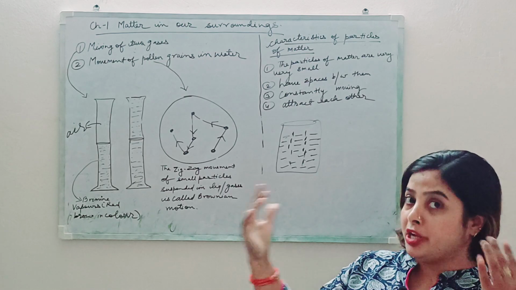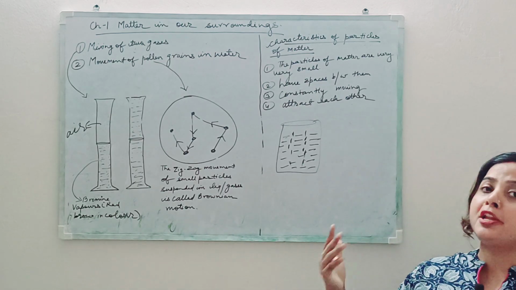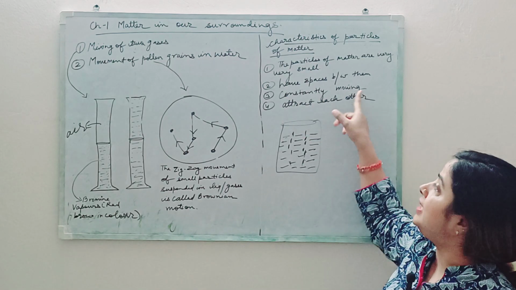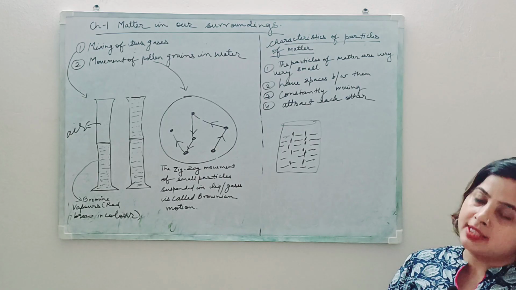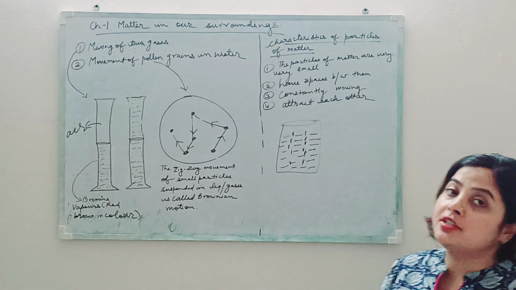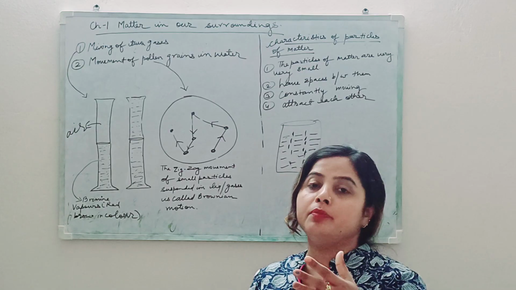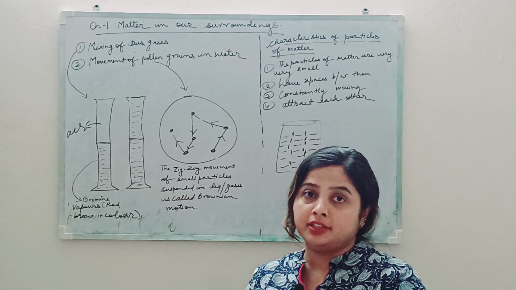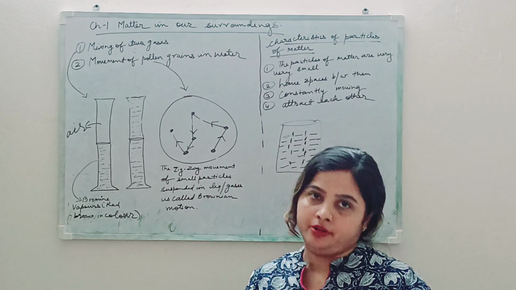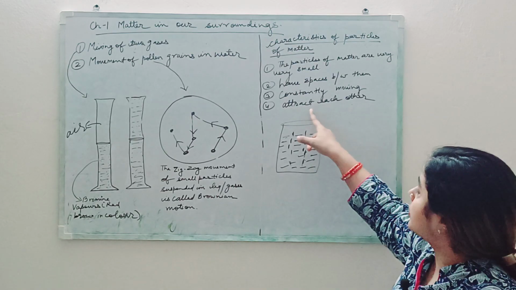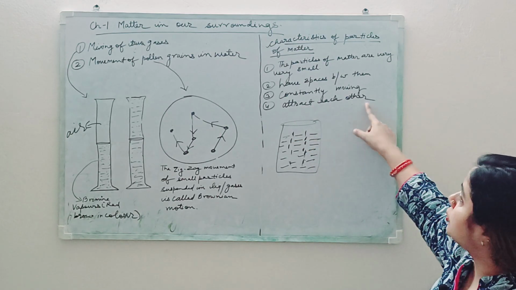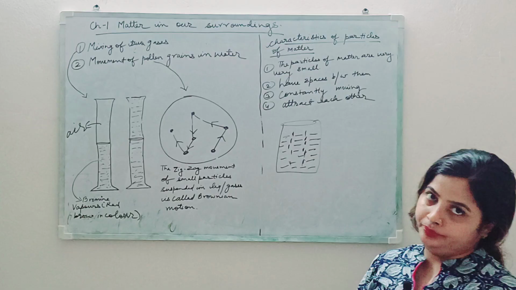So it means the particles of the air, or you can say the particles of the gases, are constantly moving. I hope it is clear to you. And this process is also known as diffusion, when one gas mixes with another gas in a uniform manner. Okay, the next is particles of matter attract each other.